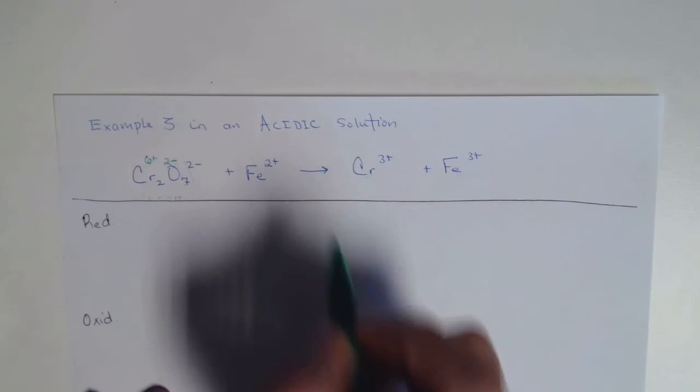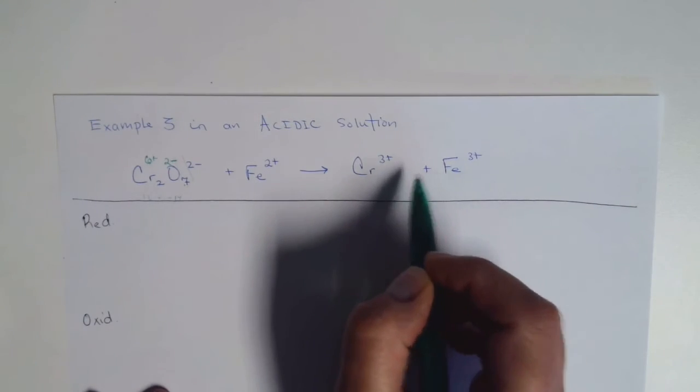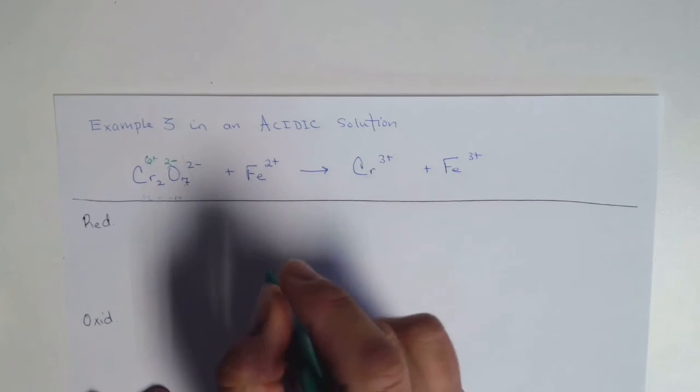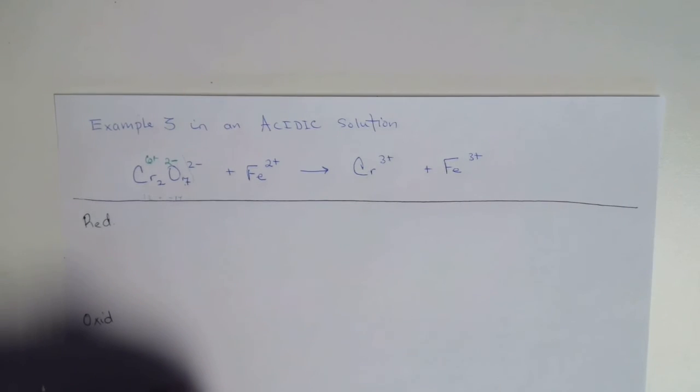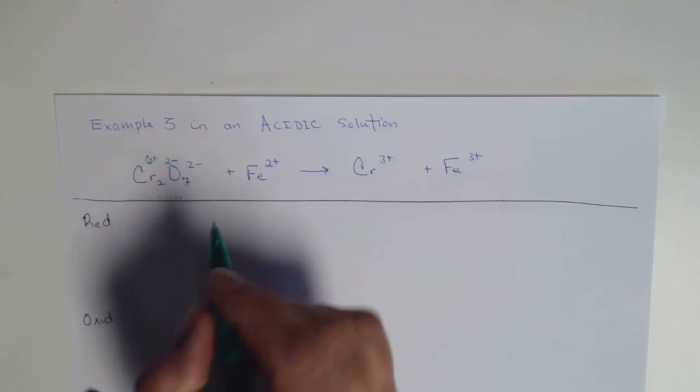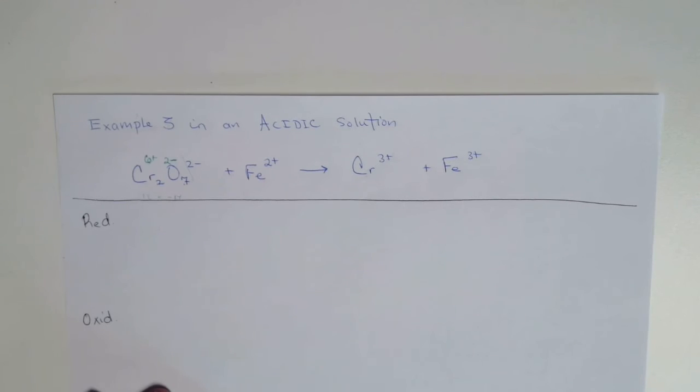So we notice oxygen is not even over here, so we know it's not oxidized or reduced. The only players that are oxidized and reduced are chromium and iron. Chromium is reduced, it goes 6 to 3. Iron is oxidized, it goes 2 to 3. So let's go ahead and start down that path.